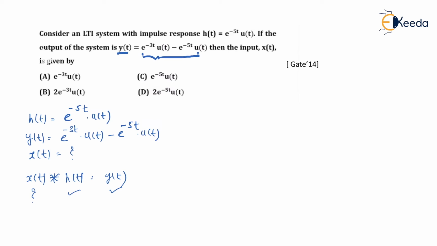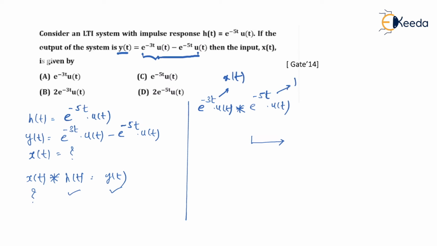Probably let us try this convolution, that is e to the power minus 3t u of t convolved with e to the power minus 5t dot u of t. So what result it gives you? So of course this is, let's say, x of t. In this case surprisingly this is h of t only. If you observe h of t, this is h of t only.